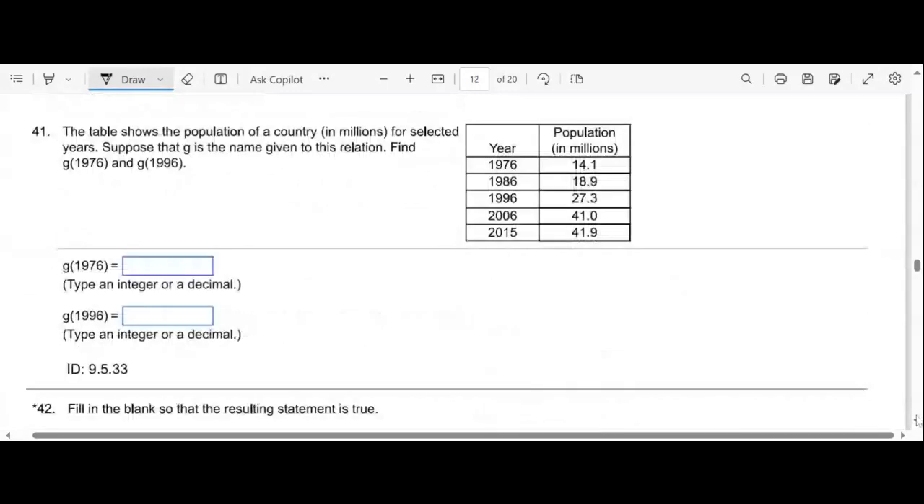The table shows the population of a country in millions for selected years. Suppose that G is the name given to this relation. Find G of 1976 and G of 1996. So it's 14.1, 27.3.